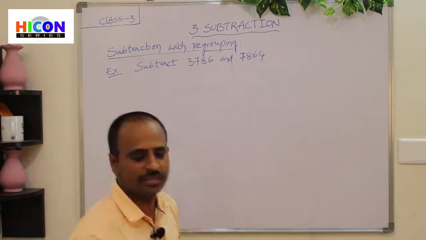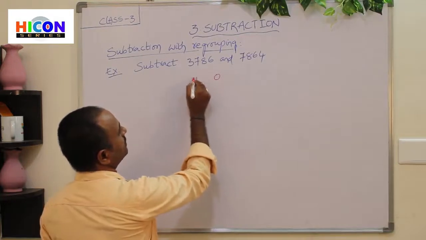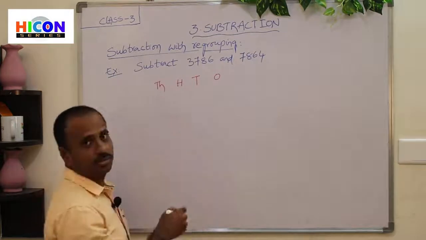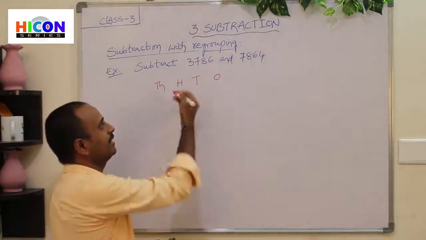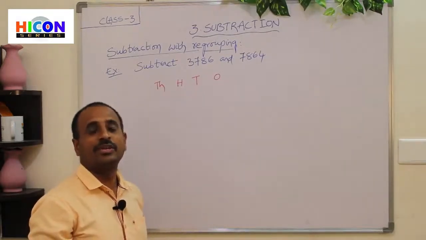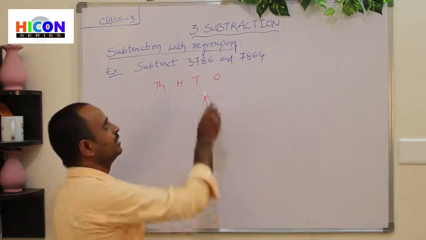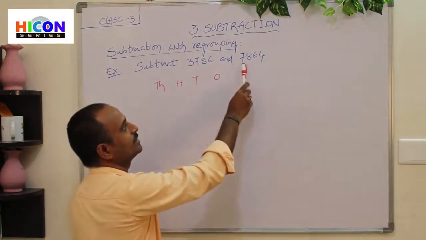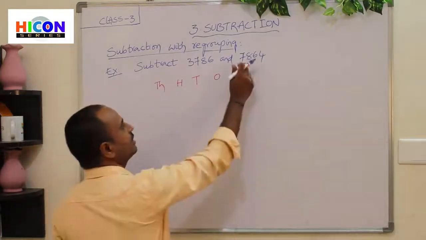So write the places first. So what are the places? That is ones, tens, hundreds, thousands. Now arrange these two numbers one below the other at their corresponding places. So which number do we write first? In subtraction we have to write the greatest number first. Among these two numbers, which one is the greatest? Yes, 7864 is the greatest number. So write that number first.